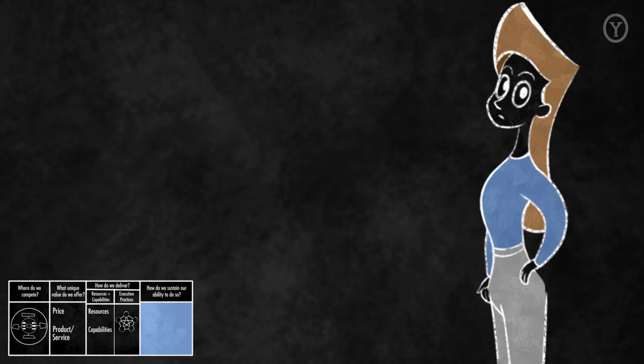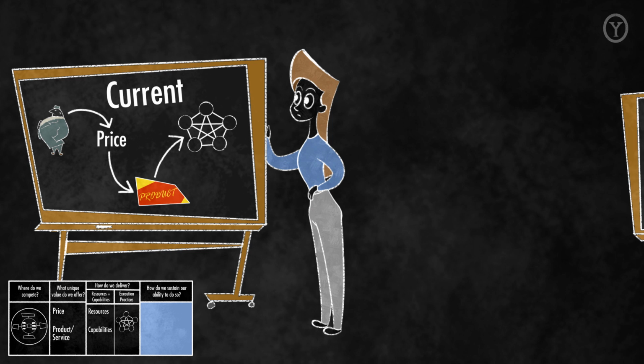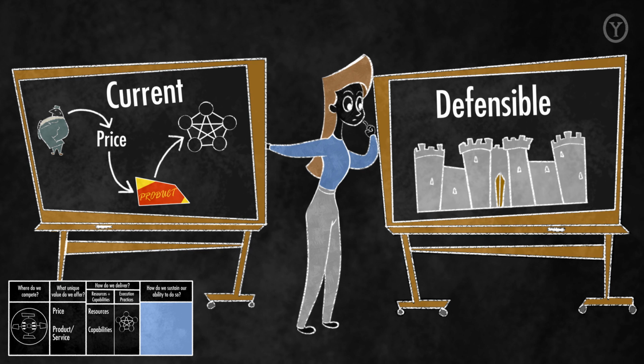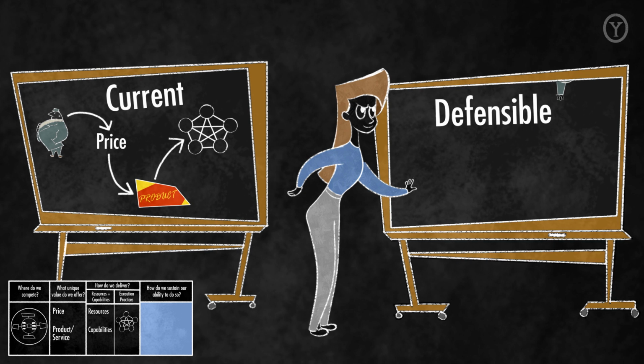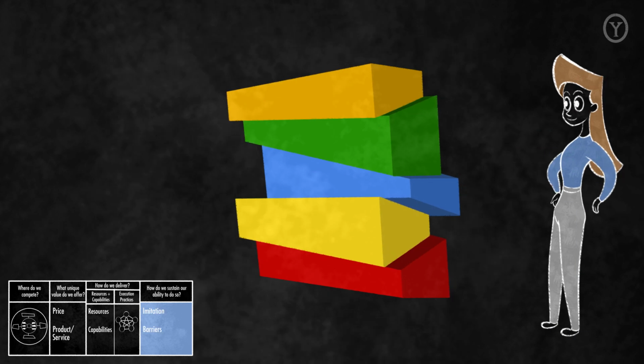The prior questions really help us understand the current strategy and may help us to see what strategy we need in the future, but we also want to think carefully about whether our position is defensible. We may have a good position now, but can some competitor come in and unseat us and steal our customers? There are a number of barriers to imitation that may impede our competitors.